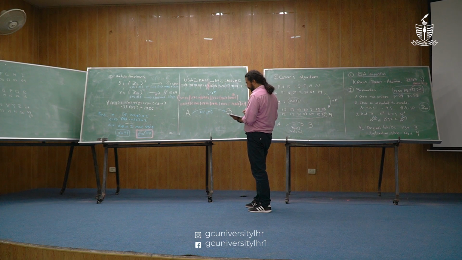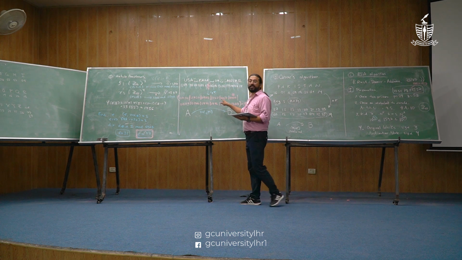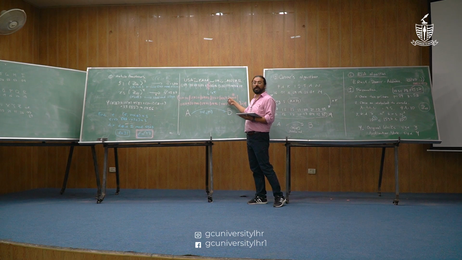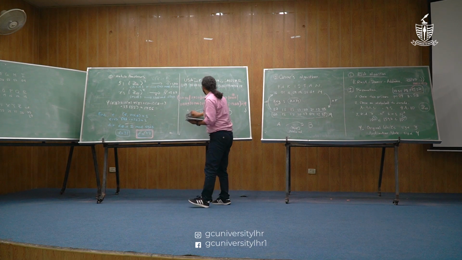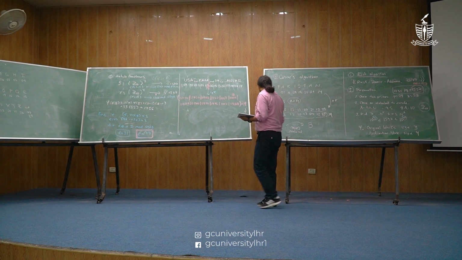So now, in order for B to decode this, what does he need? What does B need to decode this? How can we decode it? How can we read it? How can B read this?